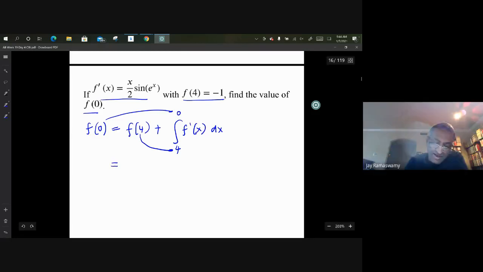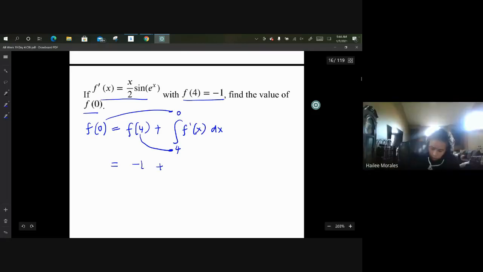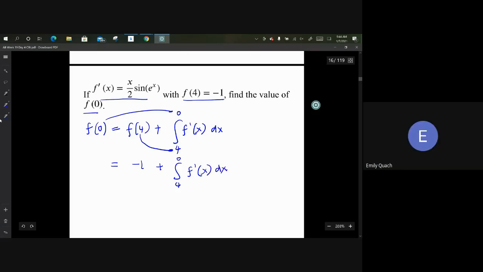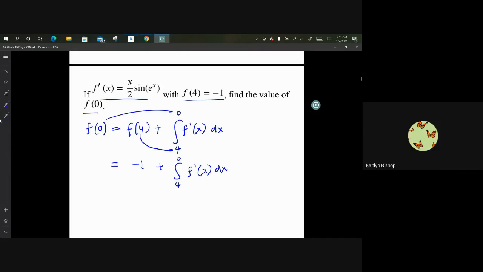Okay, now can we plug it in? What's f of 4 given to me? -1. So -1 plus the integral from 4 to 0 of f dash of x, and you can plug it in. But I'm going to leave this as f dash of x, because I want to show you how to do this on Desmos. Okay, follow my lead. Let's see if we can present here.